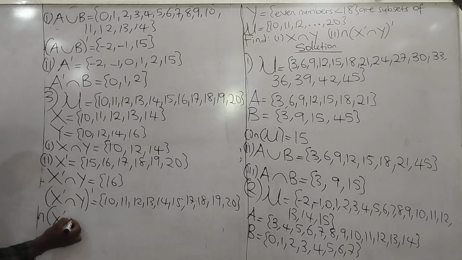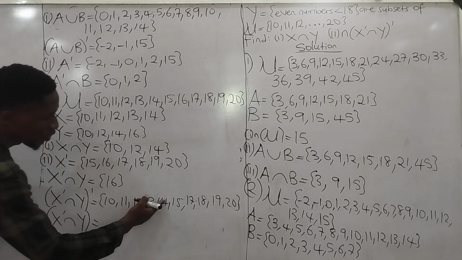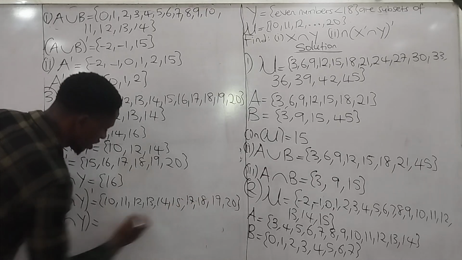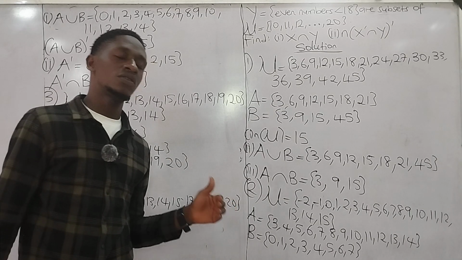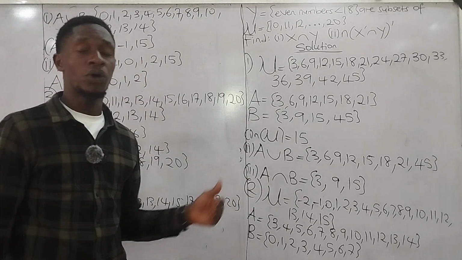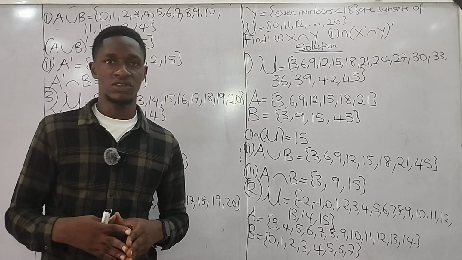But we are told to find the cardinality, which means how many elements are here. The cardinality is 1, 2, 3, 4, 5, 6, 7, 8, 9, 10. So we have 10 of them, and that will be the final answer. So go through this, try to solve it on your own, and look for similar questions. And that is all for this set topic.